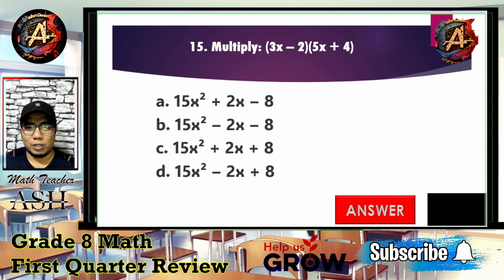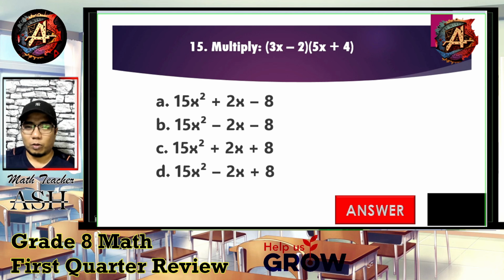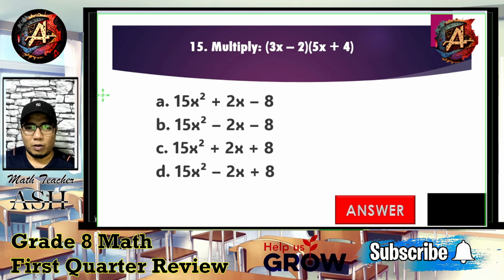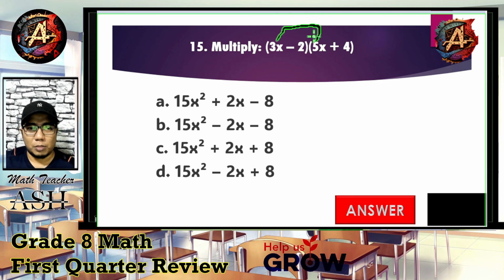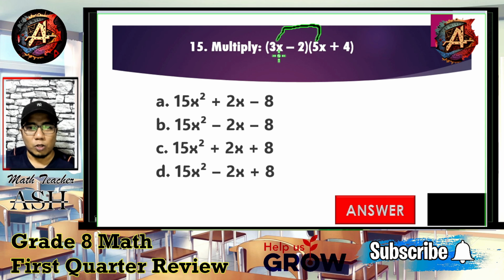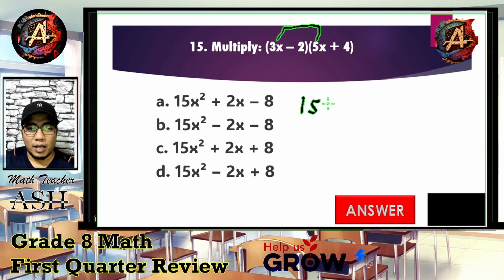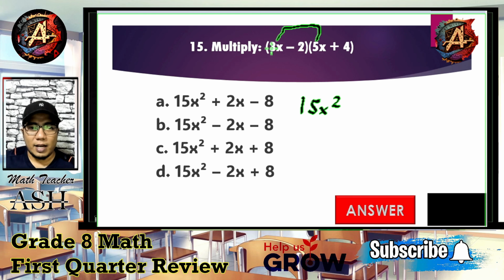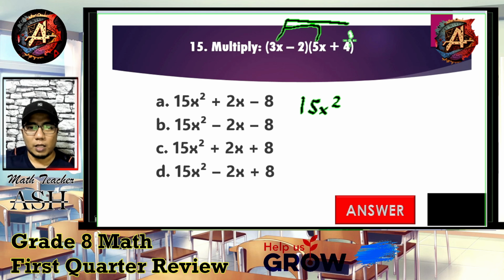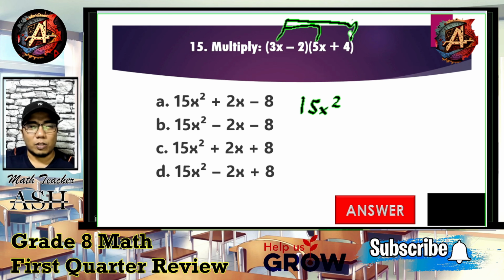Okay, my dear math learners, we can now apply here the FOIL method. So in multiplying using the FOIL method, what we need to do is this. The first one is this 3x, which will be multiplied to the first term of the second binomial. So 3x times 5x, that would give us 15x squared. Okay, next is the outer terms. So 3x times positive 4, that would be positive 12x.